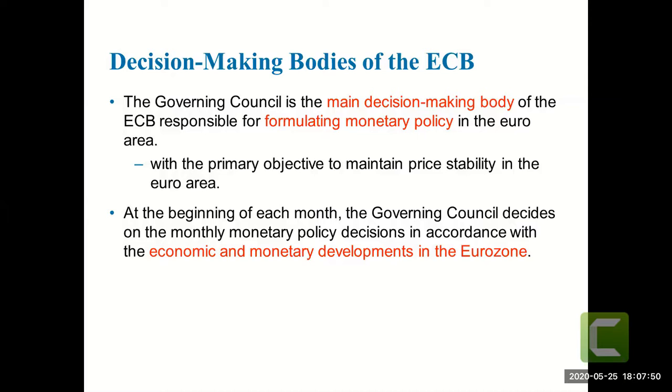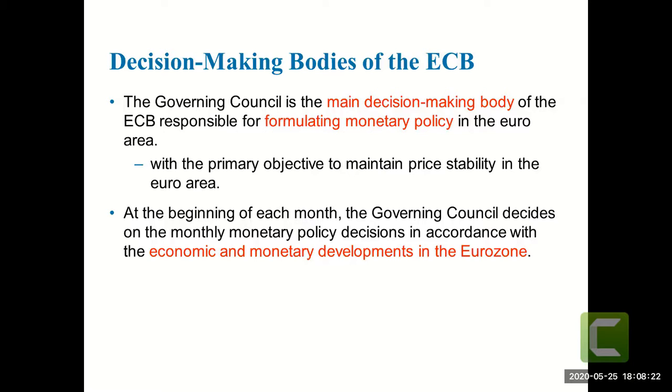The first decision making body, Governing Council, is responsible to manage or formulate monetary policy in Euro area, which is responsible to maintain price stability level in Eurozone. Therefore, price stability means trying to maintain stable and predictable price level in Eurozone.